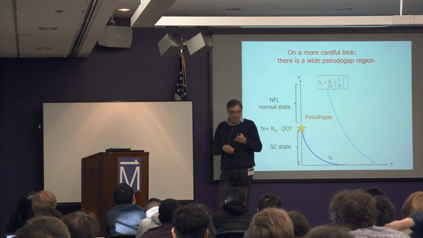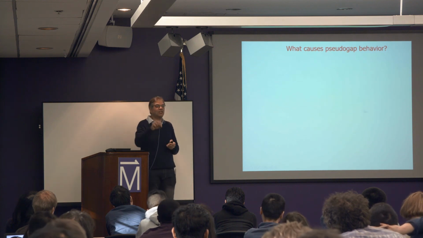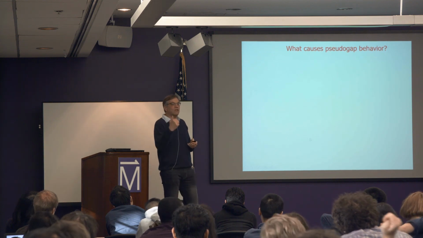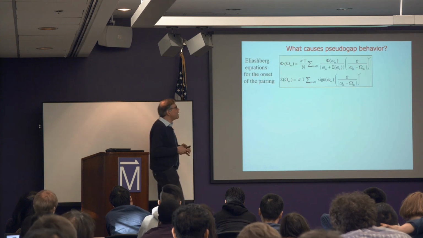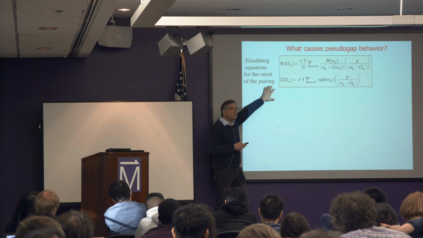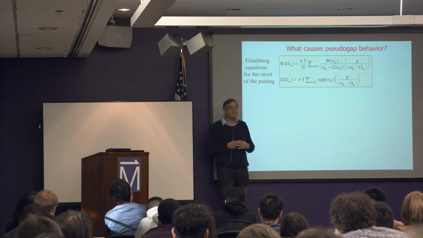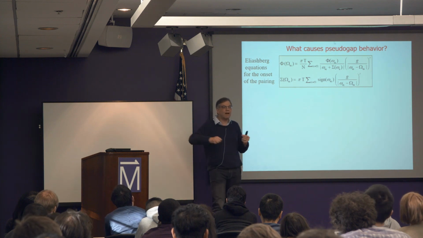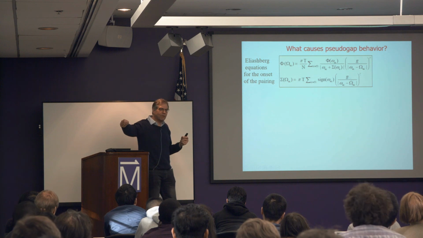So why? It turns out that the pseudo-gap is in the equations. We just need to extract it from there. And the way we do it is this. We look at these Eliashberg equations. This is what I used to obtain the zero temperature result when I treated frequencies as continuous variables. Remember, Matsubara frequencies are discrete at finite temperature and continuous at zero temperature.